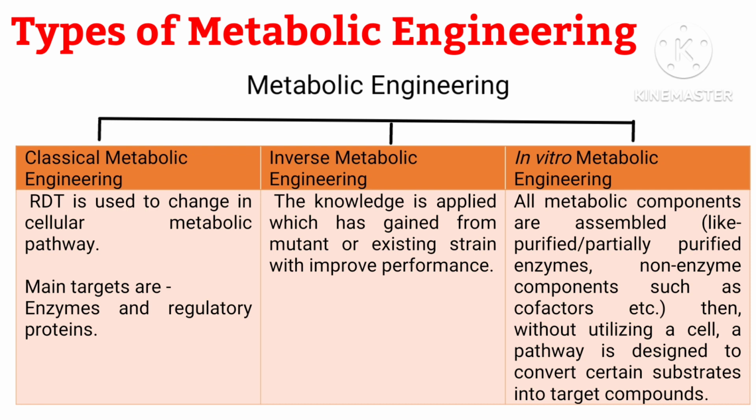Metabolic engineering can be divided into three types based on the approach. Classical metabolic engineering depends on RDT for changes in the cellular metabolism. It can be achieved by changing pathway enzymes or regulatory proteins. Inverse metabolic engineering takes advantage of the knowledge learned from mutants or existing strains with improved performance. In in vitro metabolic engineering, all metabolic components are assembled, like purified or partially purified enzymes and non-enzyme components such as cofactors, and then without utilizing a cell, a pathway is designed to convert a certain substrate into a target compound.